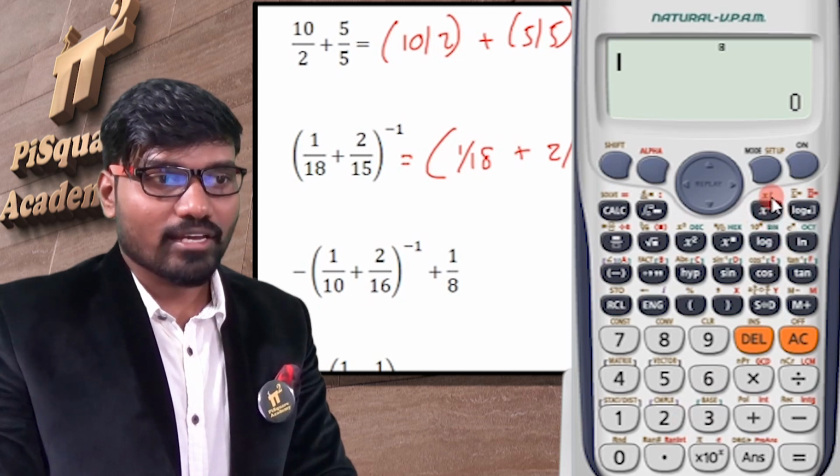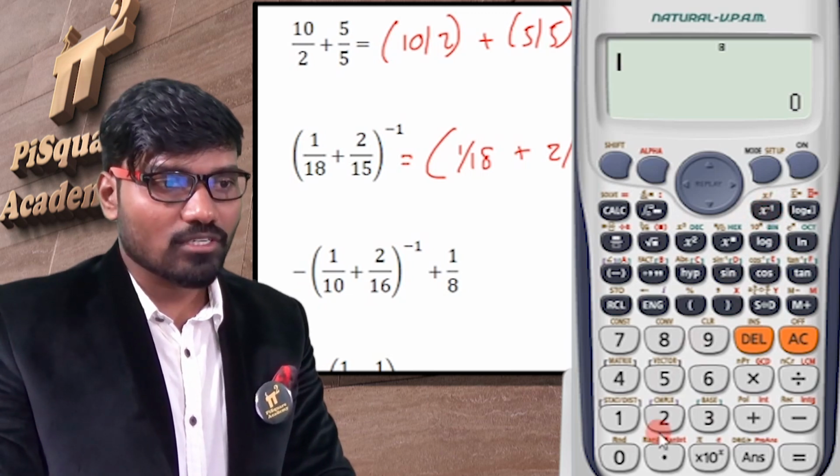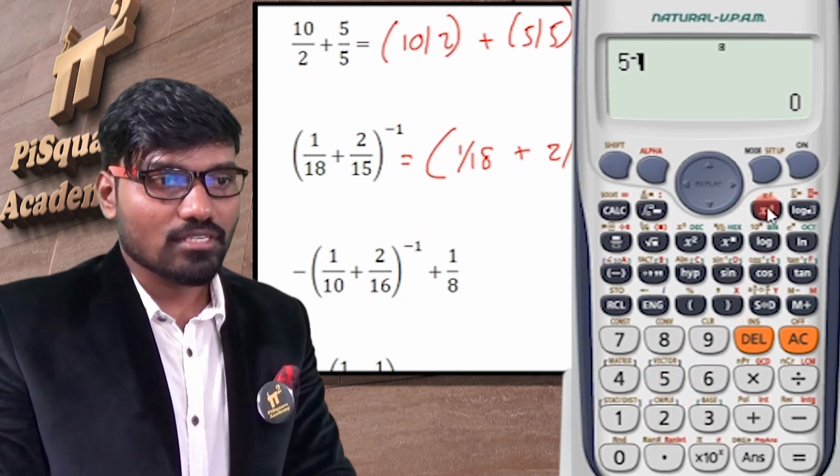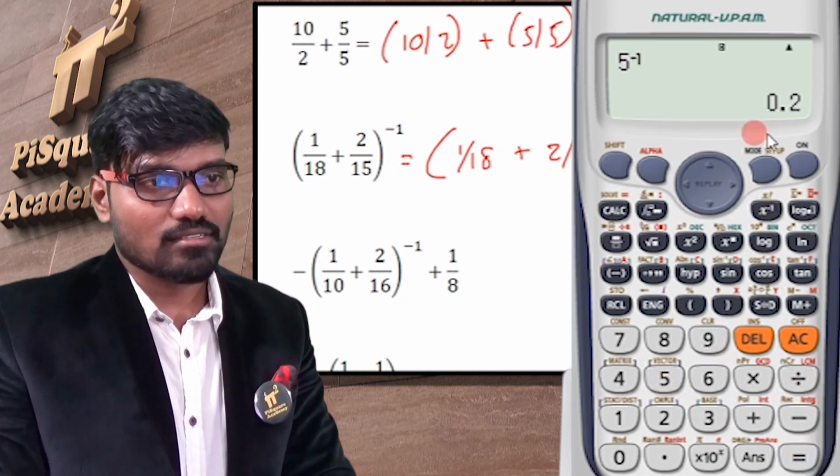So how do you enter the value of x inverse? Suppose I want to find 5 inverse. First I'll enter the value of x, then I'll enter the inverse, and find equal to. This is the answer.